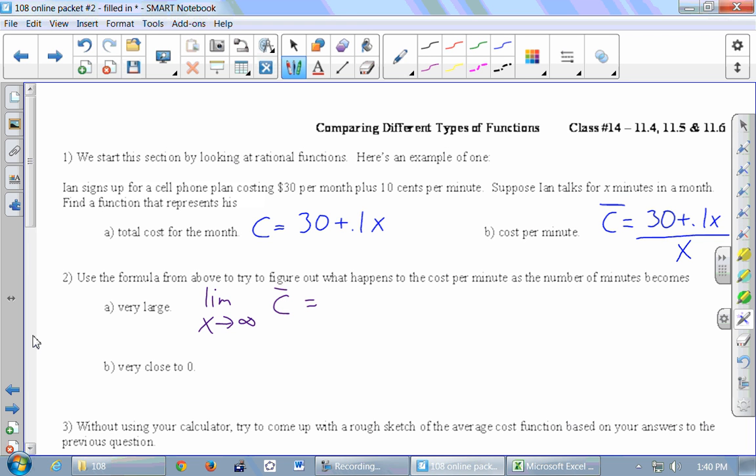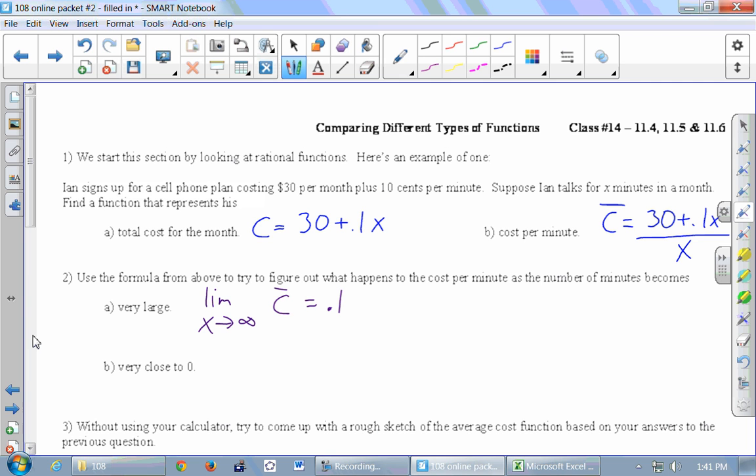Okay, so if x is really big, then this 0.1x is going to be really big, and adding 30 to that enormous number will have essentially no effect. So I'm going to cross that 30 off temporarily, since it's pretty insignificant when x is big, and what I have left is 0.1x divided by x, and we can cancel those x's and just get 0.1. So in the long run, average cost approaches 0.1. It will never quite get there. It'll always be slightly more than 0.1, but it will get very, very close to 0.1.